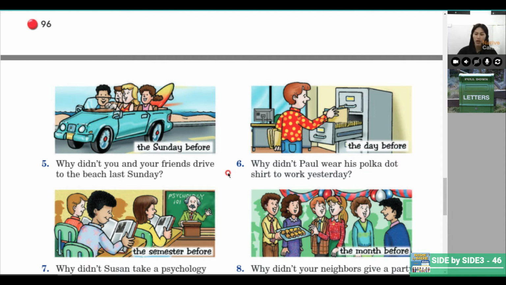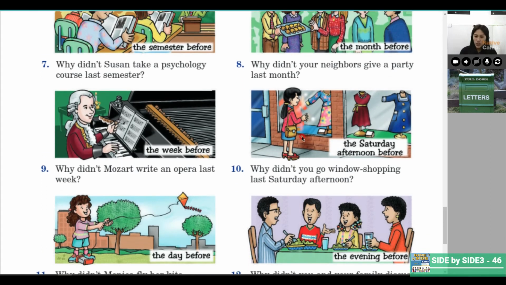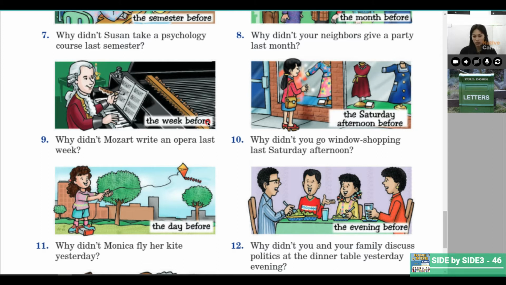Number six. Why didn't Paul wear his polka dot shirt to work yesterday? He didn't want to. He had worn his polka dot shirt the day before. Very good. Why didn't Susan take a psychology course last semester? She didn't want to. She had taken a psychology course the semester before. Very good. Number eight. Why didn't your neighbors give a party last month? They didn't want to. They had given a party the month before. Very good. Number nine. Why didn't Mozart write an opera last night? He didn't want to. He had written an opera the week before.